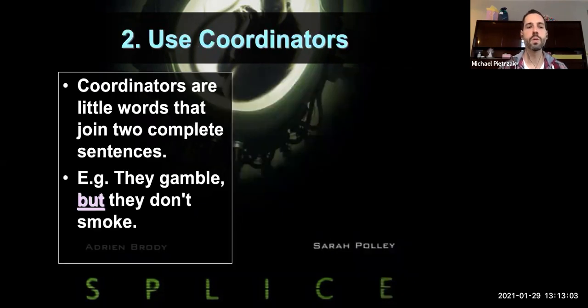A coordinator. So what's a coordinator? It's just a little word that joins two complete sentences. For example, but is an example of a coordinator. They gamble, but they don't smoke. Right? If you said they gamble, comma, they don't smoke, that would be a comma splice.